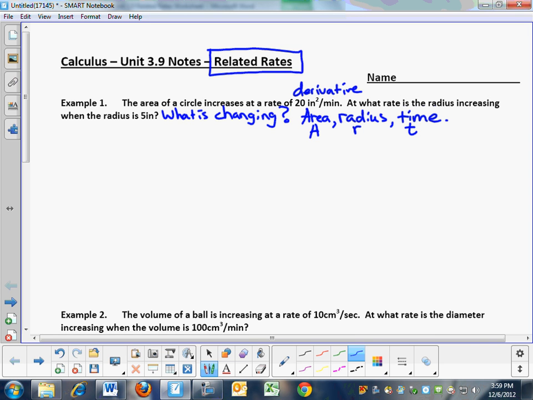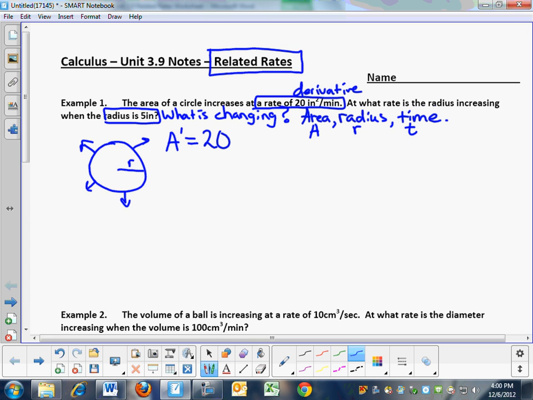So, you just think about it. You have a circle that has a radius, and it says that the area is increasing. So this circle is getting bigger. It also says that the area is increasing at a rate of 20 inches squared. That's a derivative. So we know that A prime, our derivative, happens to be equal to 20. You might think that there's a few other variables here as well. There are. The radius is 5 inches.